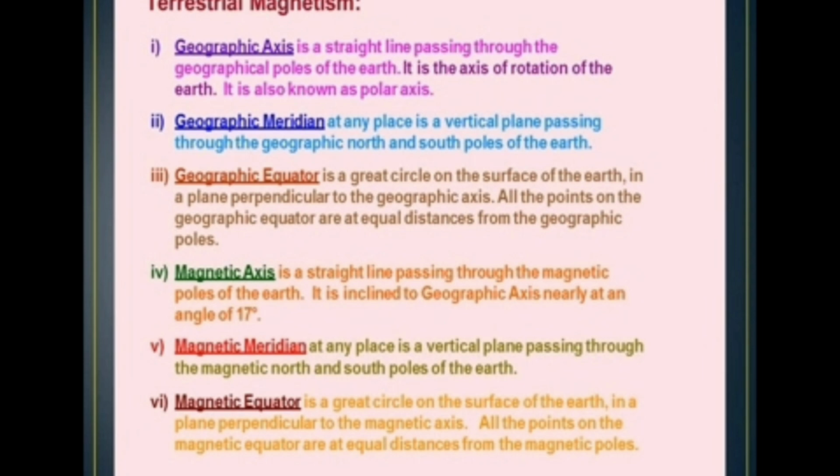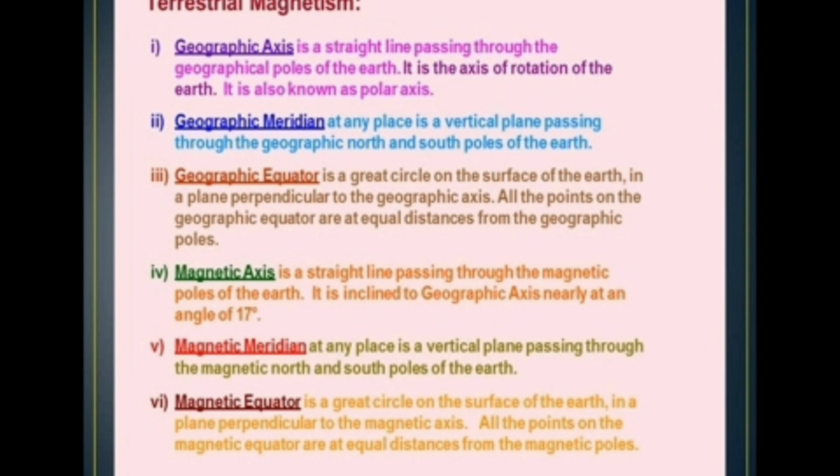Next thing is magnetic axis. Magnetic axis is a straight line passing through the magnetic poles of the earth. It is inclined to the geographic axis at an angle of nearly 7 degrees. That is called the magnetic axis. Say the geographic axis, it is passing through the north pole to the south pole. It is 0 degree.